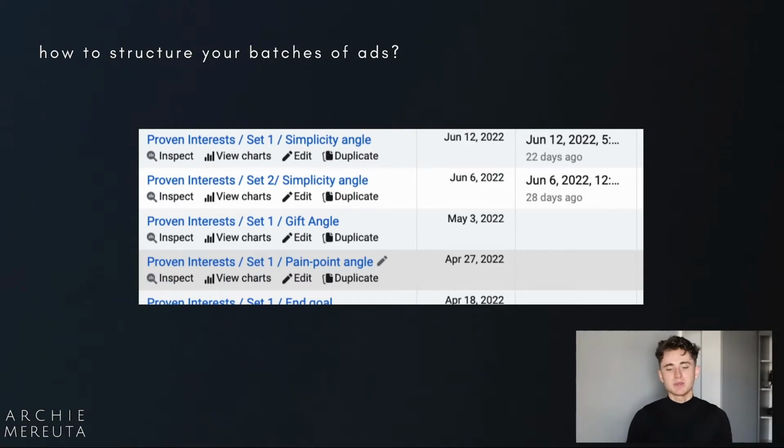And this is how I name each batch of ads. So pretty much the proven interest or the broad audience, depending on what's working the best for your ad account. Then I put the set, which is going from 1, 2, 3, 4, and so on. And then the angle that we are using for that ad set. So you could see here a few angles that we have: simplicity, gift angle, pain point angle, and goal. So inside each ad set, we are using the same angle. Now, the creatives, the copy might be different, but we are keeping the same angle for that ad set.